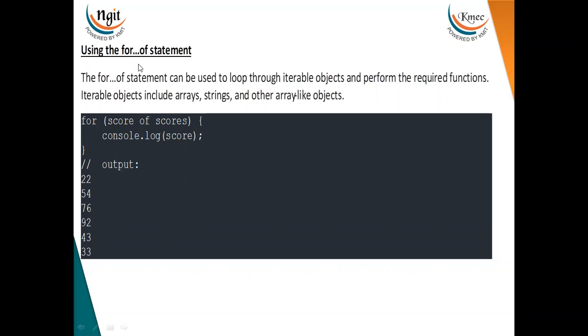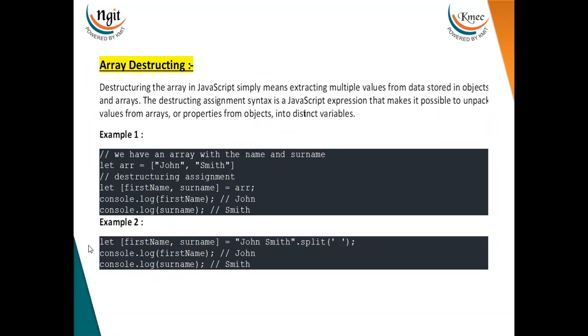Using the for of statement, it can be used to loop through iterable objects and perform the required function. See, for score of scores, console.log score, that will be iterating through the loop till the length of the array.